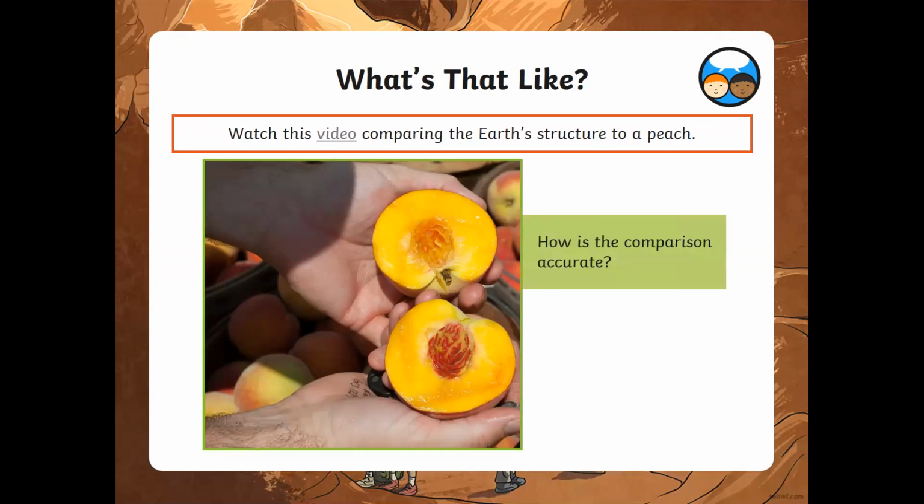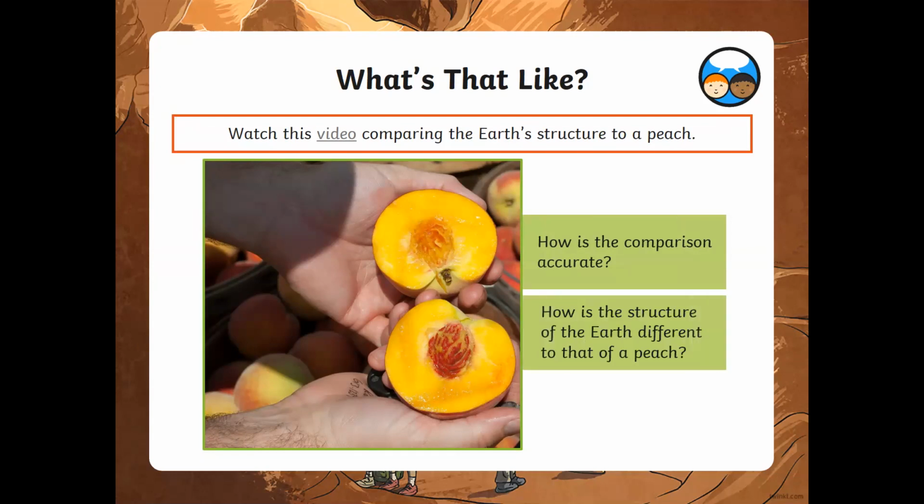Okay, think about the following questions. How is the comparison accurate? How is the structure of the Earth different to that of a peach?